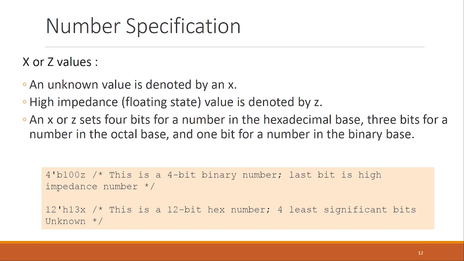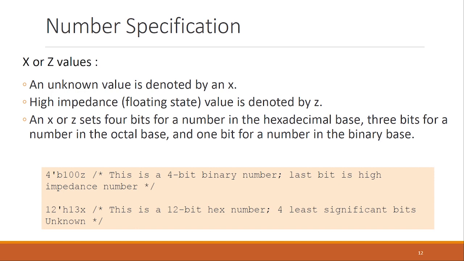Now the first example is a 4-bit number. We are going to represent a 4-bit number in binary, and the number here is 100Z, and the last digit in the number is a Z. So you set the last bit, or the least significant bit, of the number to be in the floating, high impedance state, and only one bit is affected by the high impedance state.